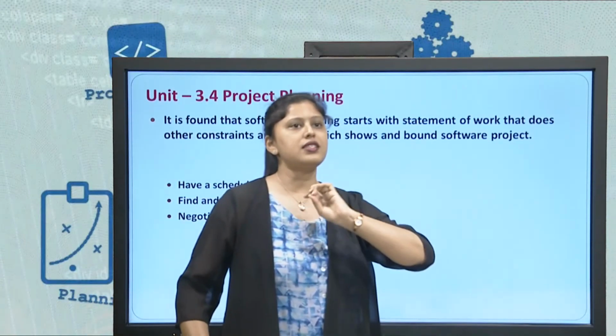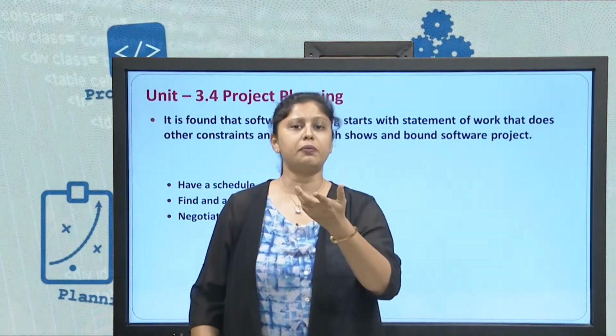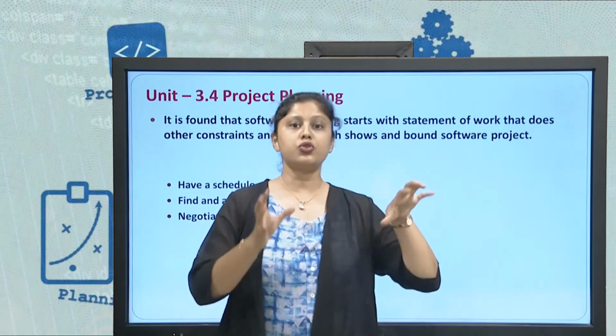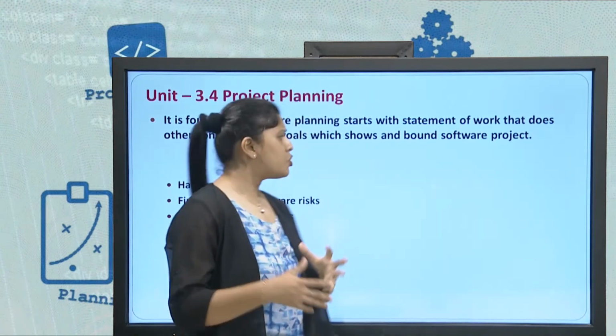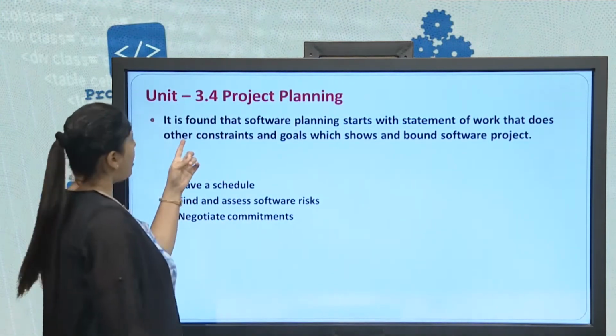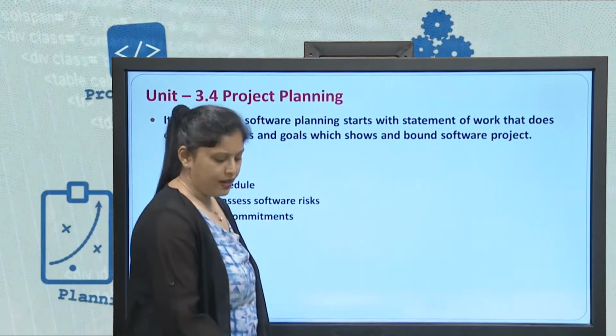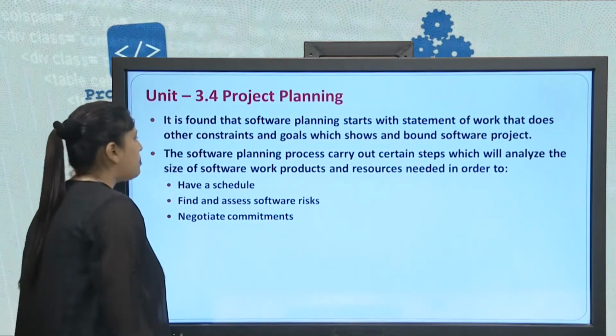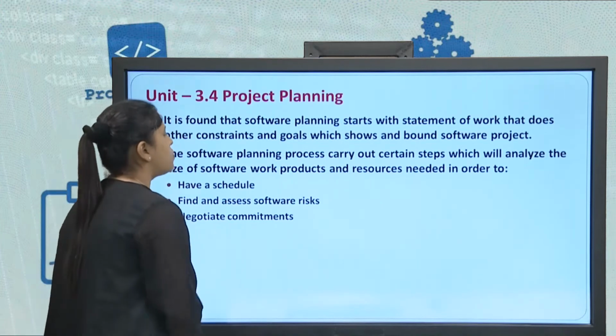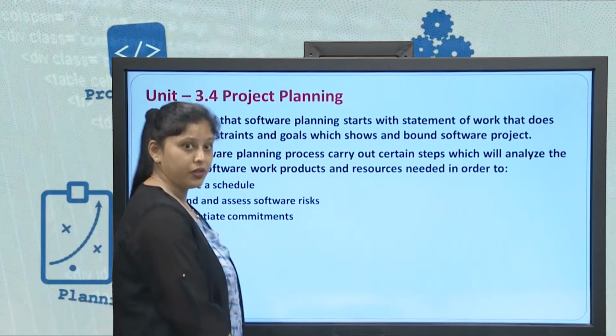The statement of work is what I am supposed to do with my project, what I am supposed to work on, and how that should be done. So that is the constraint and the goal. Then the software planning process carries out certain steps which analyze the size of the software work.